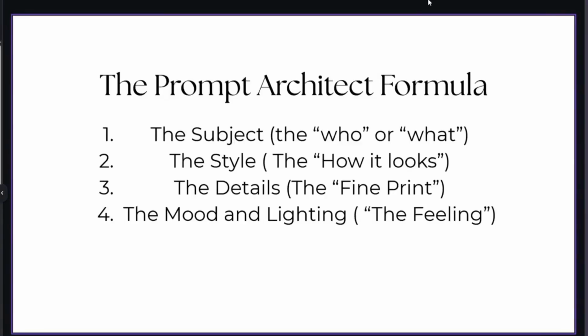So here is my prompt formula. I call this the Prompt Architect formula. For your AI art generator, you need to give it 4 specific things. Firstly, number 1, you need to give it the subject. The subject is the who or what that you want to create. For instance, is it a cat, a dog, a teacup, a flower? But you can be a little bit more descriptive than that, and we'll get into that when I do an example.